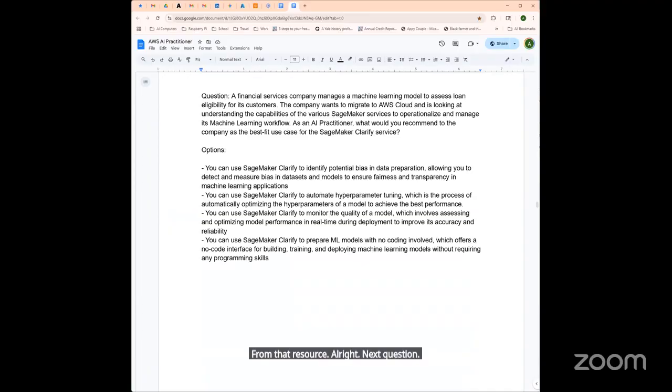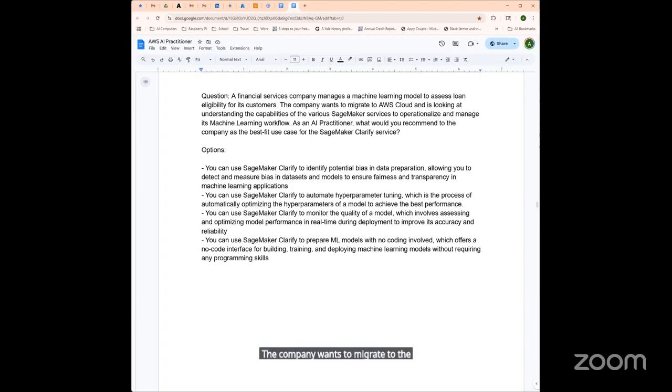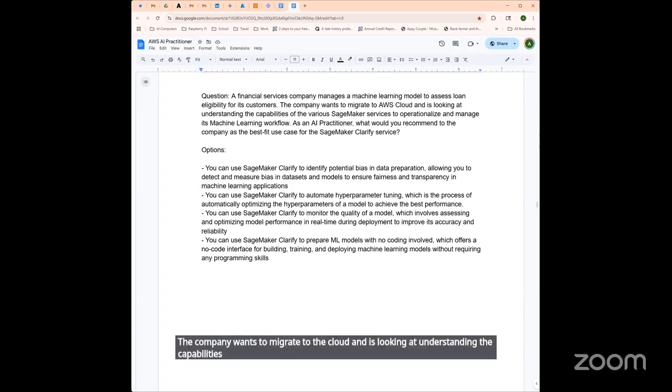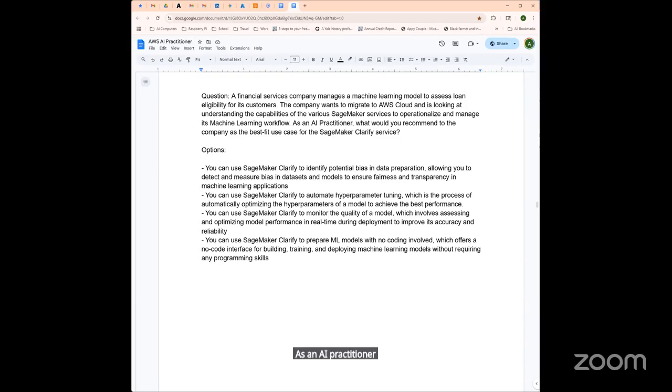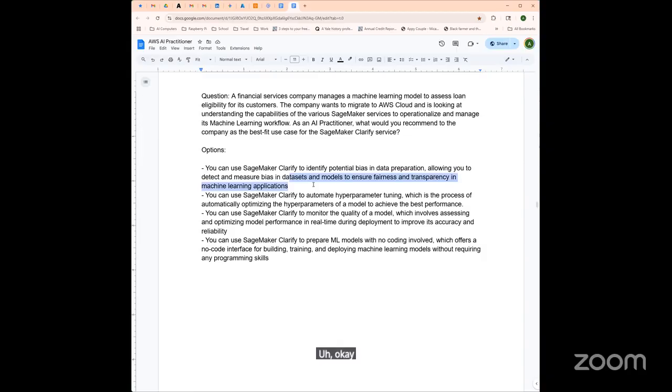A financial services company manages a machine learning model to assess loan eligibility for its customers. The company wants to migrate to the cloud and is looking at understanding the capabilities of the various SageMaker services to operationalize and manage its machine learning workflow. As an AI practitioner, what would you recommend the company as the best fit use case for the SageMaker Clarify service? Okay, so what is SageMaker Clarify?